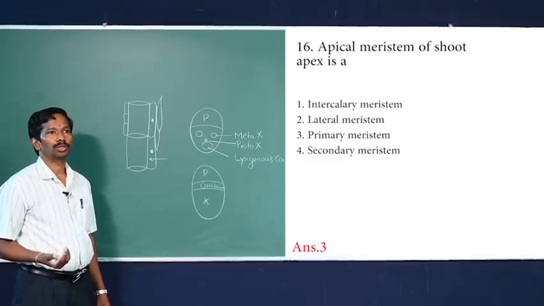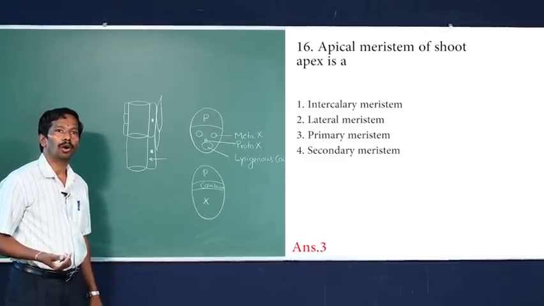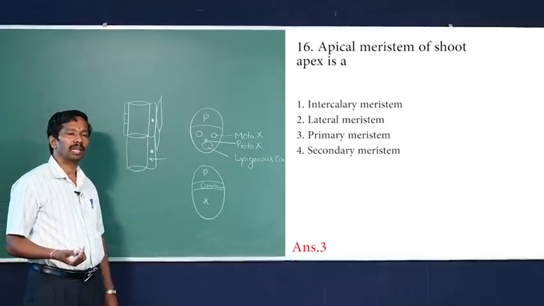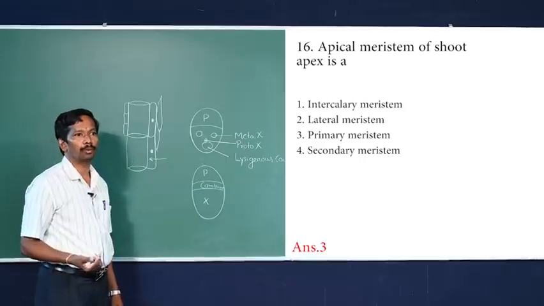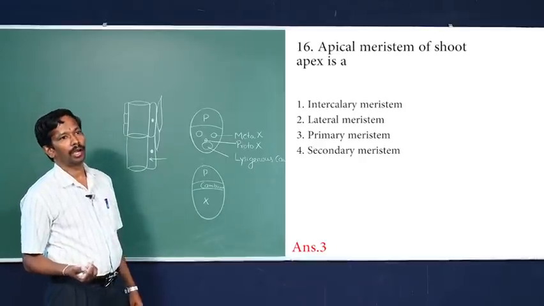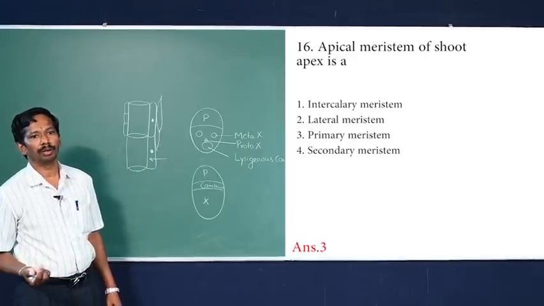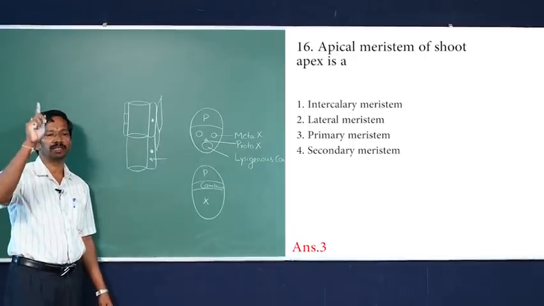Yes. 16th question. Apical meristem of shoot apex is. Option number 1 is intercalary meristem, option number 2 lateral meristem, option number 3 primary, and option number 4 secondary meristem. The answer should be primary meristem, responsible for primary growth, that is, increase in the length of the plant body.